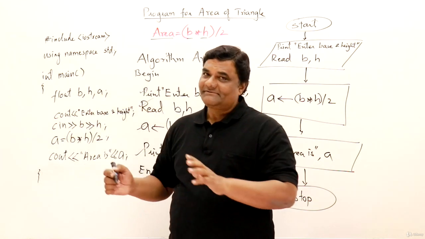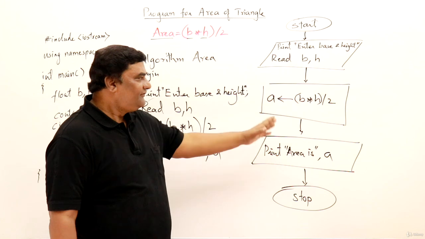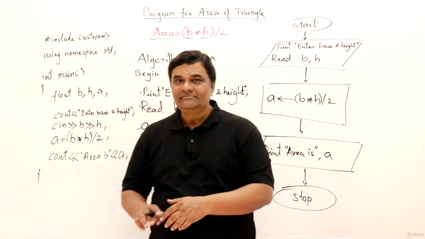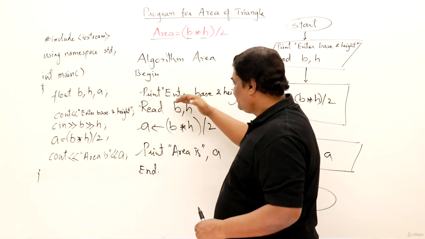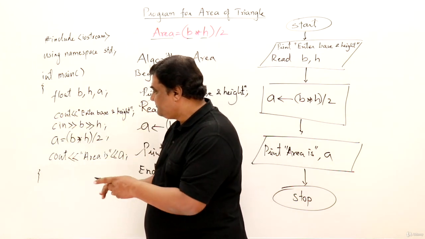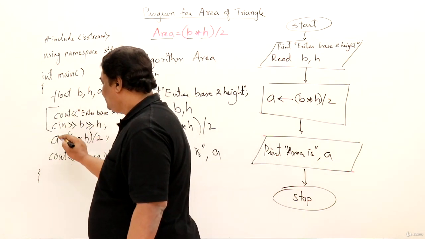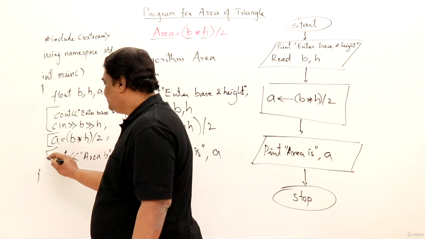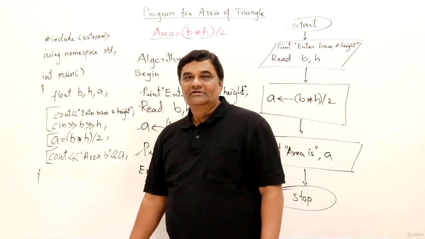So this is the C++ program. So first we have written the flowchart, then converted it to an algorithm that is having input, process, output. So this is also having input and then process and output. So these lines are input and this is for process and these lines for output.